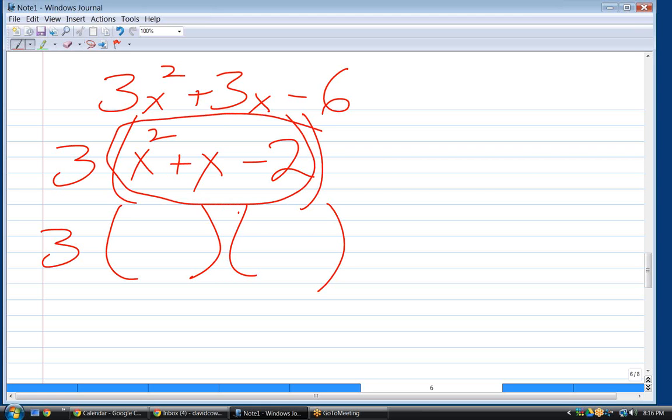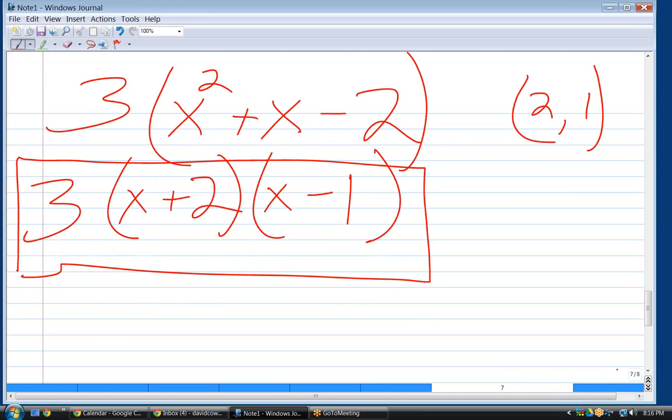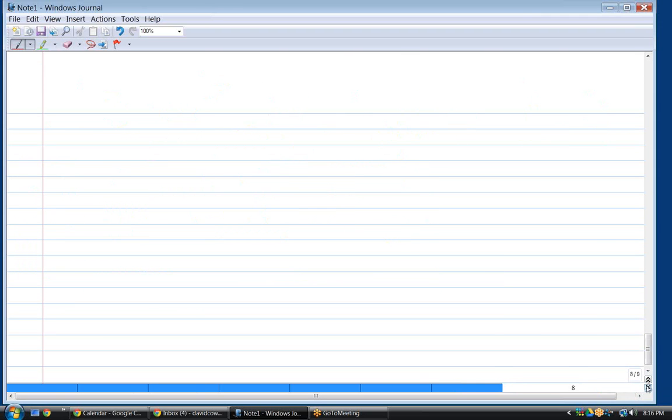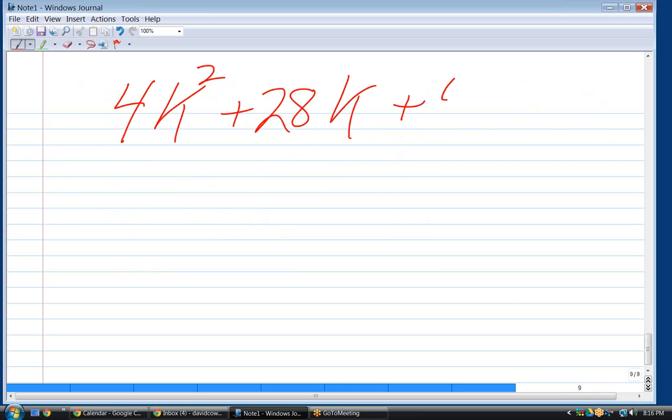Okay. All right. What's another one that you have? Okay, it's 4k squared plus 28k plus 48. First step. You would combine like terms, right? No, you can't. There's no like terms here. They've got a k squared, a k, and a number. So it's already combined like terms. There's no more combining. But remember, we're talking about factoring.